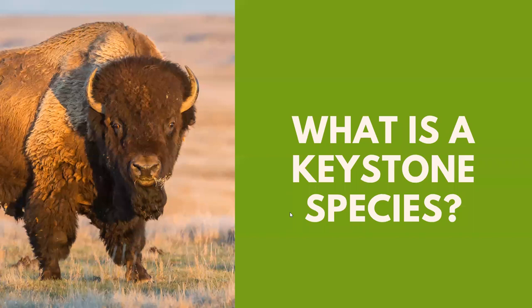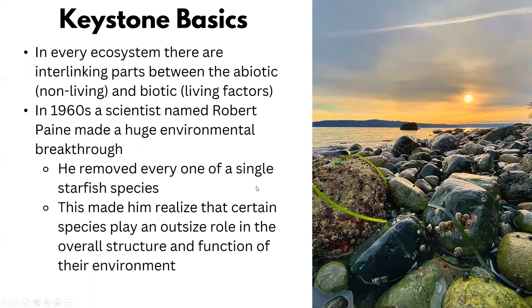All right, so some of you, like I mentioned, you talked about what are keystone species. So just really quick, talking about the basics of them. In every single ecosystem, there are interlocking relationships between the things that are alive and the things that are not alive. When we talk about those, we call them abiotic and biotic factors.